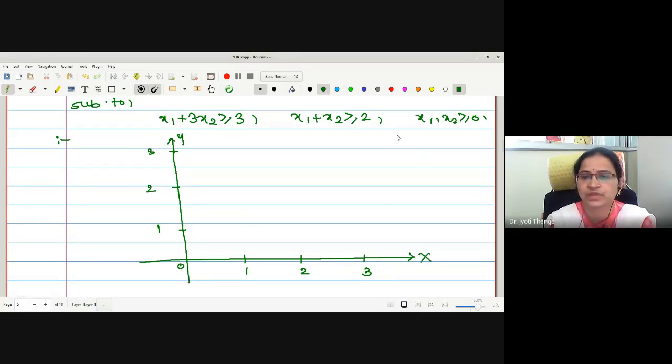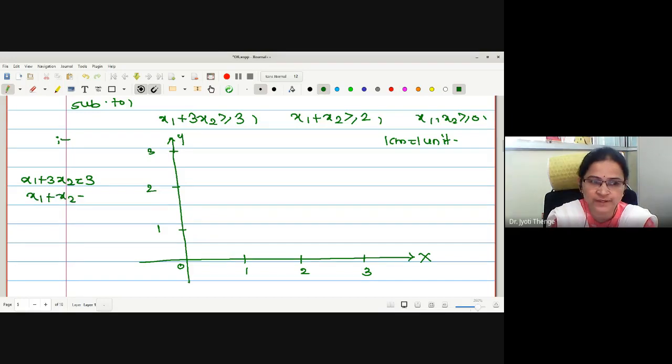Now let me draw the line x1 plus 3x2 equal to 3. First, the line I have to draw is x1 plus 3x2 equal to 3. The second line I want to draw is x1 plus x2 equal to 2. For x1 plus x2 equal to 2, it is very easy to draw. The coordinates of the points satisfied are (0, 2) and (2, 0). Therefore, this is the line x1 plus x2 equal to 2.